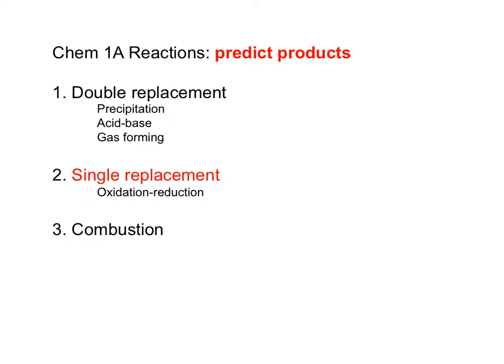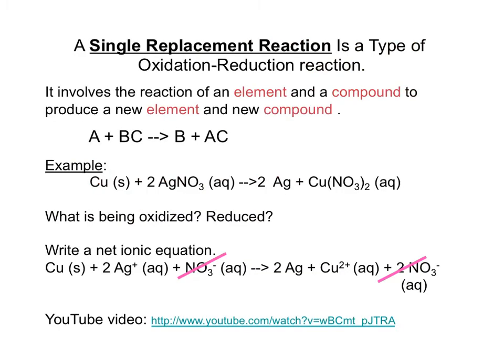Earlier in this course, we looked at double replacement reactions. Now we'll look at single replacement reactions. In a single replacement reaction, an element reacts with a compound to form a new element and a new compound. Stop the video, review the example, and then determine what's being oxidized and reduced.